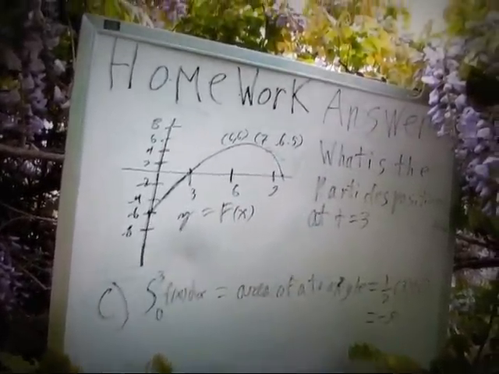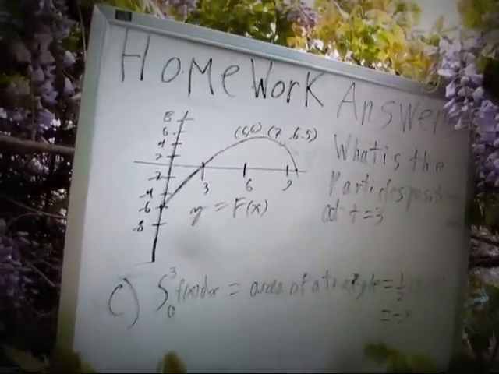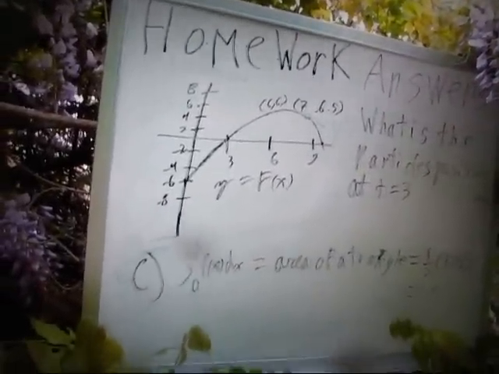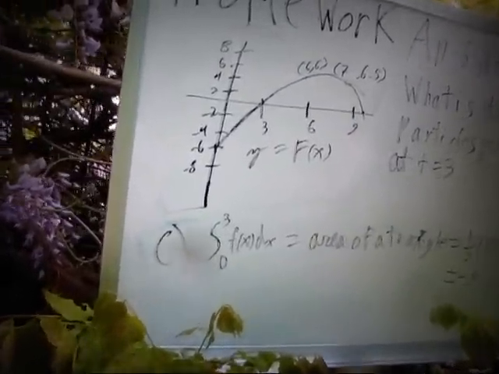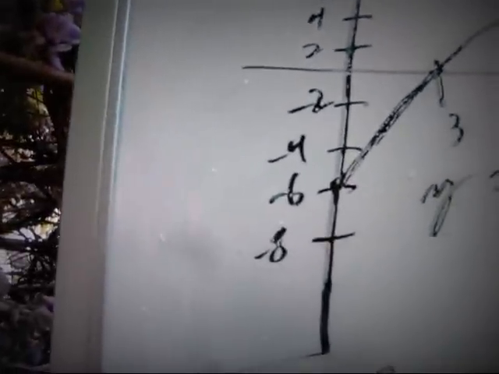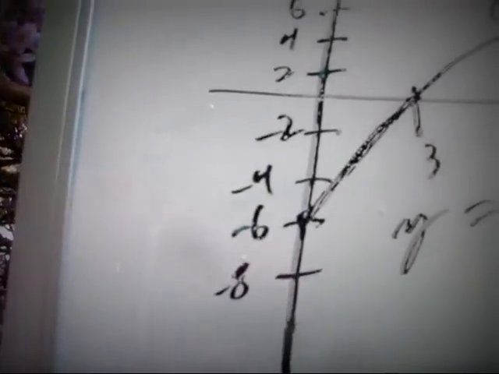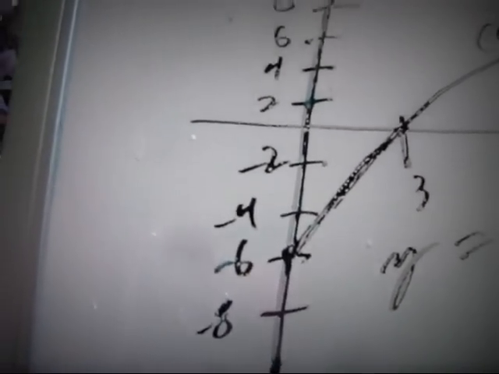We got letter C here, and that is, what is the particle's position at t equals 3? Well, you want to start with an antiderivative, the integral from 0 to 3 of f of x. That happens to be the area of a triangle. So you take 1/2 of 3 times 6, and you get negative 9, because that just so happens to be a negative 6, not a positive one.